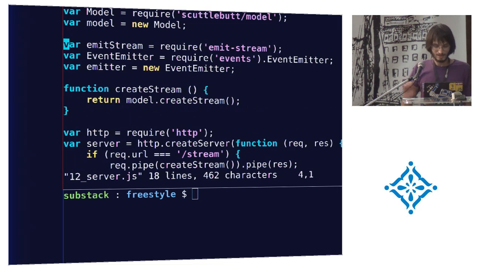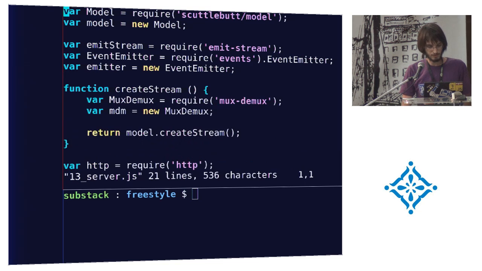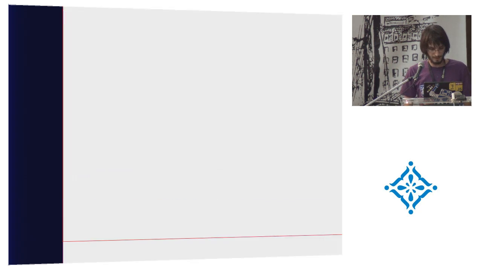Okay, so some other things. We'll use this other module I wrote called emitStream to turn an event emitter into a stream and then back into an event emitter again. We can also use this other crazy awesome module called muxdmux, which was mentioned earlier today, which was awesome. That lets us take multiple streams and pack them into a single stream, and I have a picture of this.